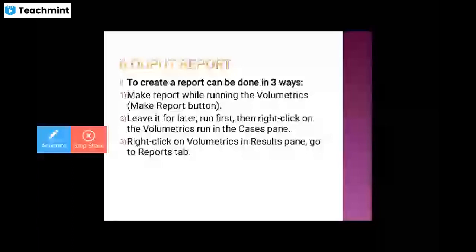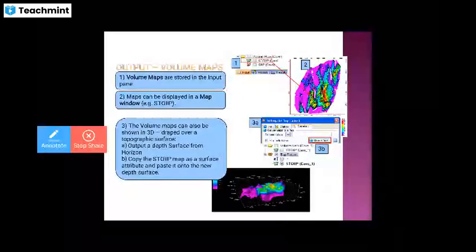volumetrics in Petrel. So you can see the output volume maps stored in the input pane, number one. Number two, you can see here, maps can be displayed in a map window. You can see STOIP. Then the volume maps can also be shown in 3D. Graph over your topographic surface, the output depth surface from horizon, and copy the STOIP map as a surface attribute and paste it into the new depth surface. So you can see here, and click apply and view the surface in 3D window.